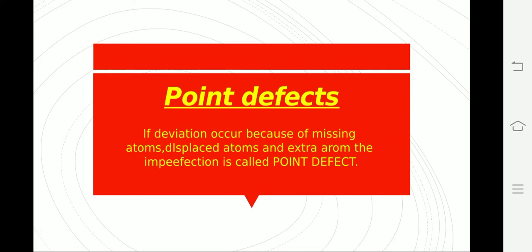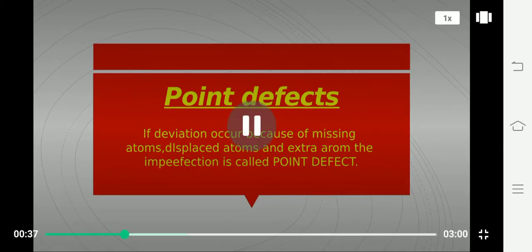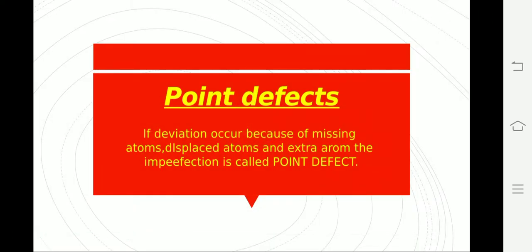So let's start. First of all, we start with the definition of point defects, like what is a point defect. Point defects occur in a crystal when the crystal deviates from ideal crystals because of some missing atoms, displaced atoms, and extra atoms. This deviation of any crystal from the ideal crystal by the missing of some atoms, displacing of atoms, and presence of some extra atoms in the interstitial sites is called point defect.